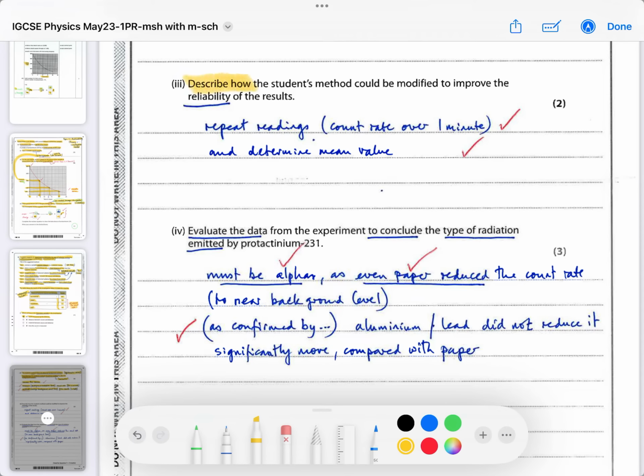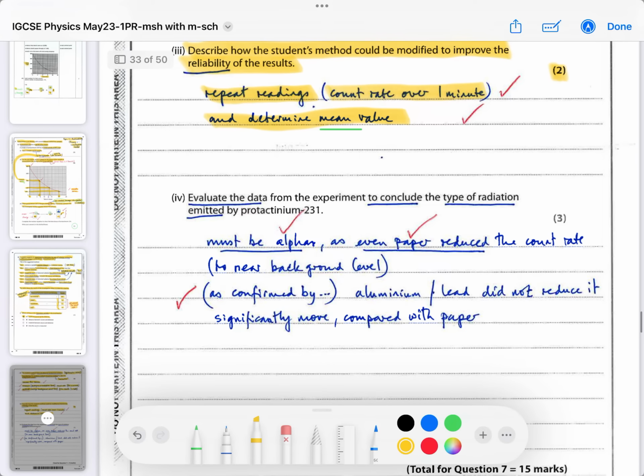Then it says describe how the student's method could be modified to improve the reliability of the results. Well, they didn't take any repeat readings, so that's the best way of doing it. Obviously, repeat the readings at the same 1 minute count rate and determine the mean value to get the 2 marks. So whenever you say to repeat, you're doing the repeat to get an average or a mean value. Remember, mean is the kind of average you want to take, not a mode or a median. So mean is the better word to use. It's good training for A-level.